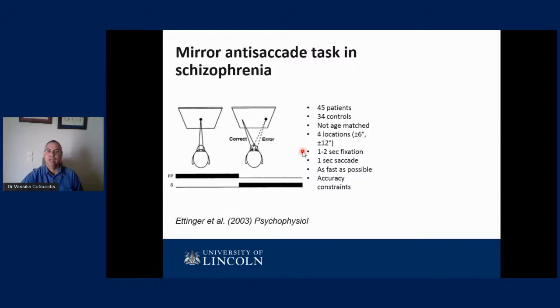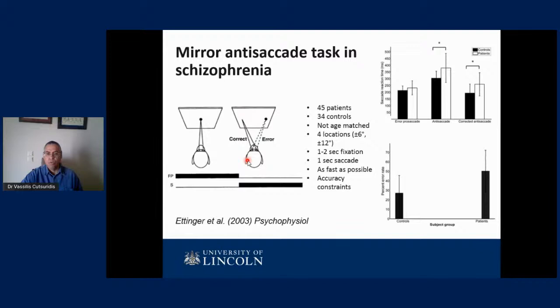The task was exactly as I described a few slides back. A subject fixates, then the fixation point disappears. Either to the left or to the right, a peripheral stimulus appears, and the subject needs to make an eye movement to the mirror location, in the opposite direction of the peripheral stimulus. So if they turn the eyes towards the peripheral stimulus, that was recorded as an error. If they turn the eyes in the opposite direction, to the mirror location, that was recorded as a correct anti-saccade, or a corrected anti-saccade.